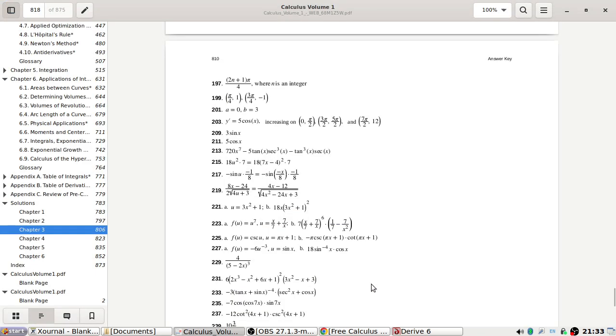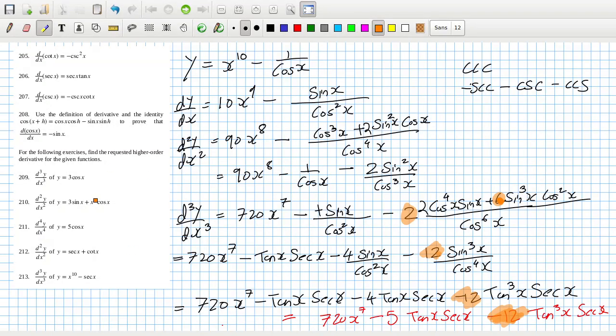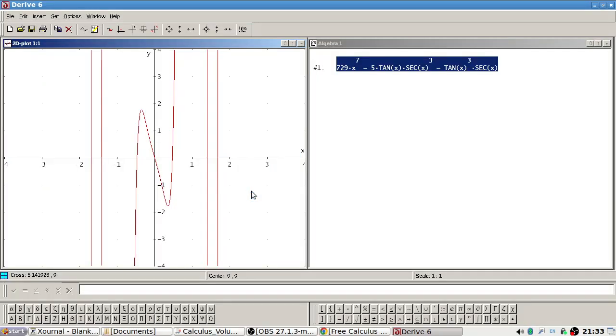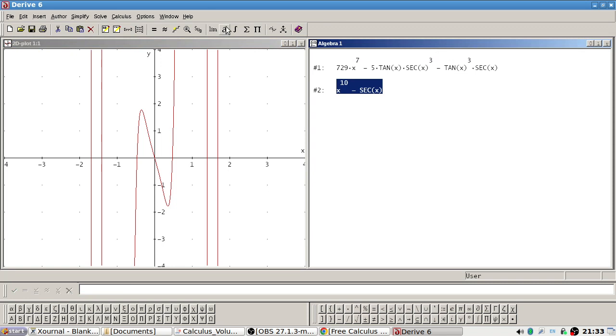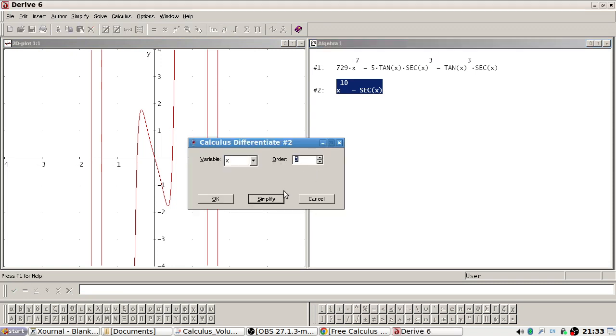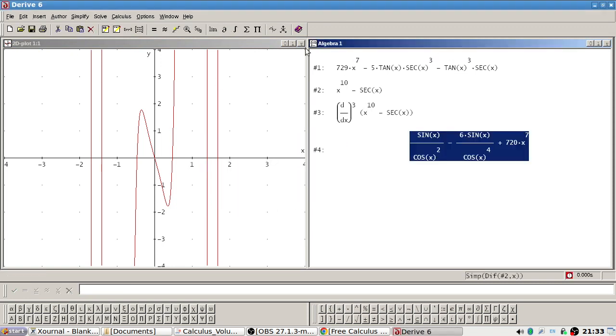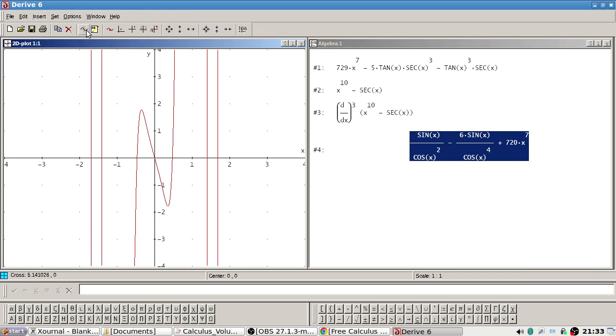Right. Now, back to the question. x tan x minus sec x, x power 10 minus sec x. Let's differentiate that 3 times and plot this. So, if they're right, this plot should match up with their answer at the back. Ah, they're right, which means I'm wrong.